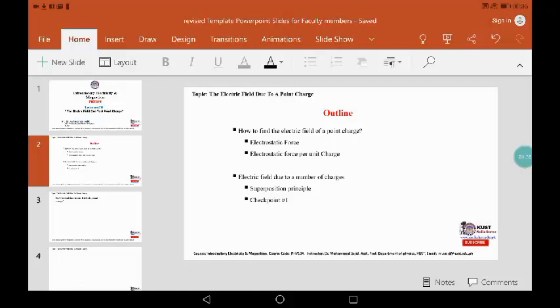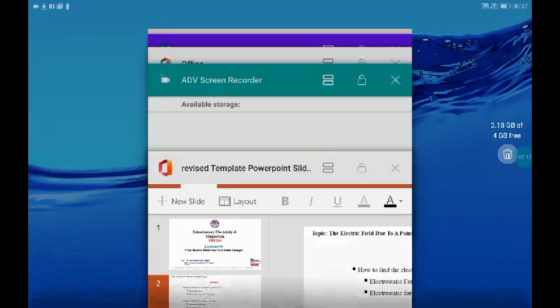And then we will extend this concept to the electric field due to a number of charges. In case we have discrete charges which we can count, like charge number 1, charge number 2, charge number 3, and so on, and we are required to find the electric field. And then we will use the principle of superposition to find the electric field of a given system of discrete charges. And at the end of the lecture, we will discuss the checkpoint 1 in your textbook, which I can show you in a moment.